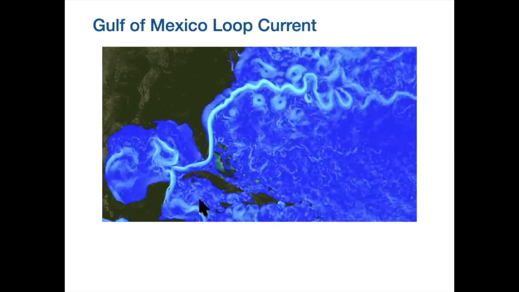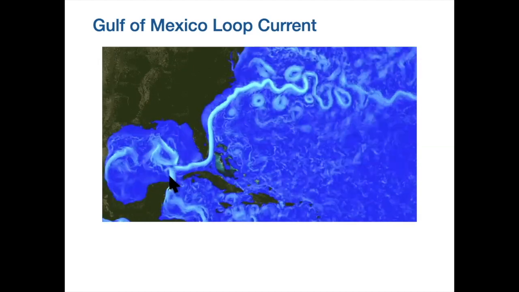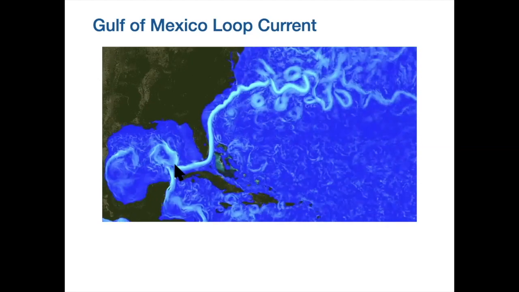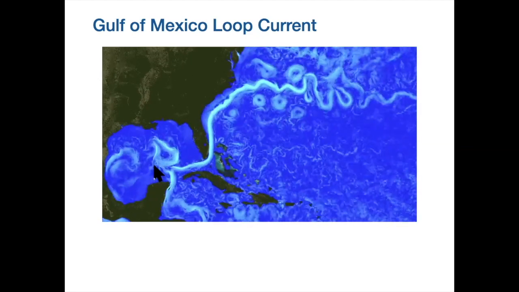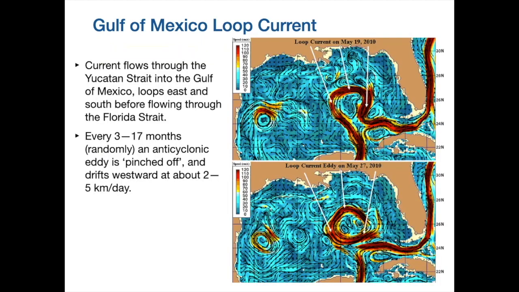So you can see that this current going into the Gulf of Mexico meanders and sometimes pinches off an eddy, and we'll see later that these eddies can propagate to the west. So these two images are from a numerical model. The colors are the speed. So the bright reds are 120 centimeters a second, so just over a meter a second. And the blues are low velocity regions.